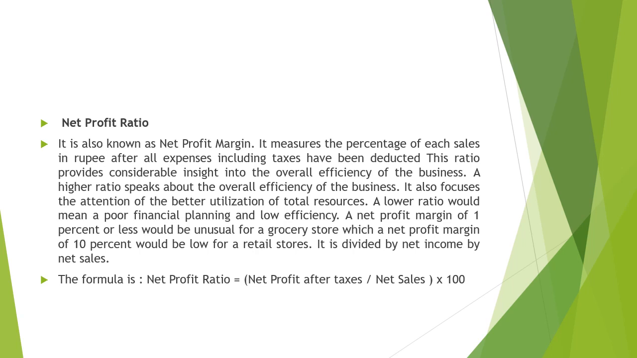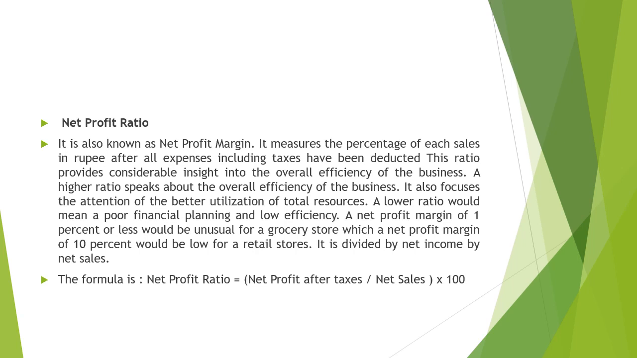A higher ratio speaks about the overall efficiency of the business. It also focuses attention on the better utilization of total resources. A lower ratio would mean poor financial planning and low efficiency. A net profit margin of 1% or less would be usual for a grocery store, while a net profit margin of 10% would be low for a retail store.